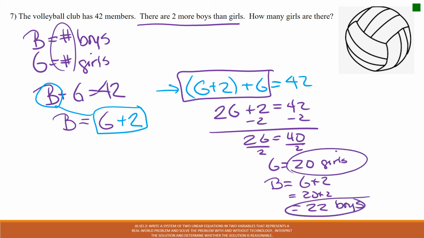Okay? Again, that's that same concept. It's a little weird. The whole thing is, if they were equal to each other, how do I make that happen? There's more boys, so I have to add 2 to the girls. That's all I got. Secret word is ask about number 6.